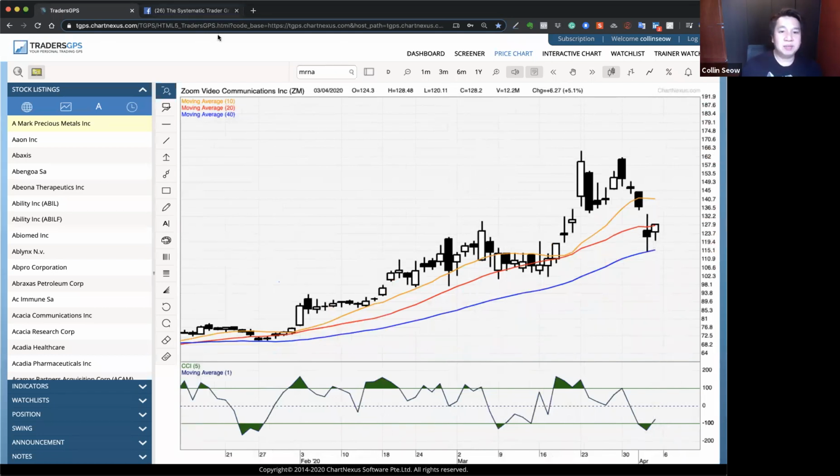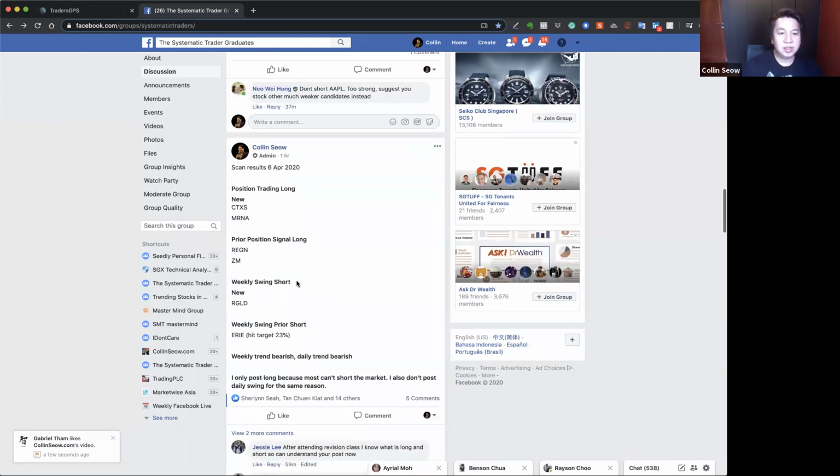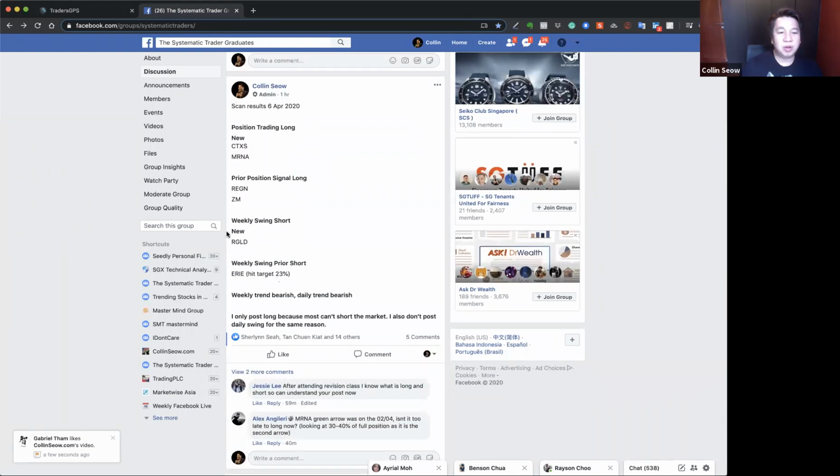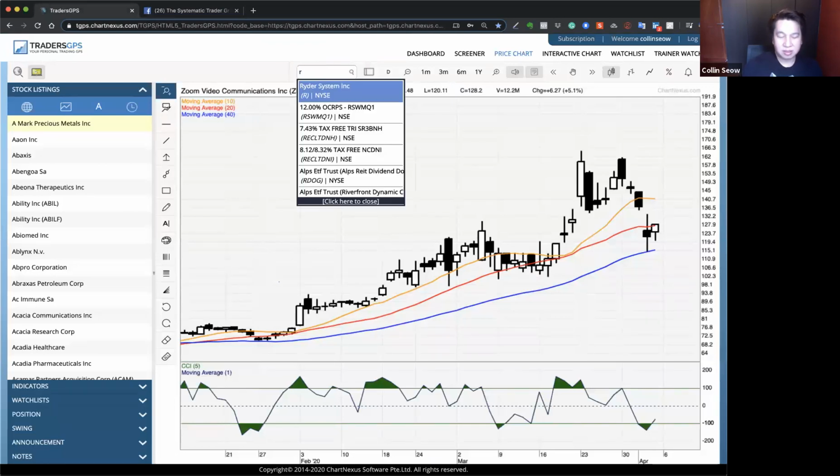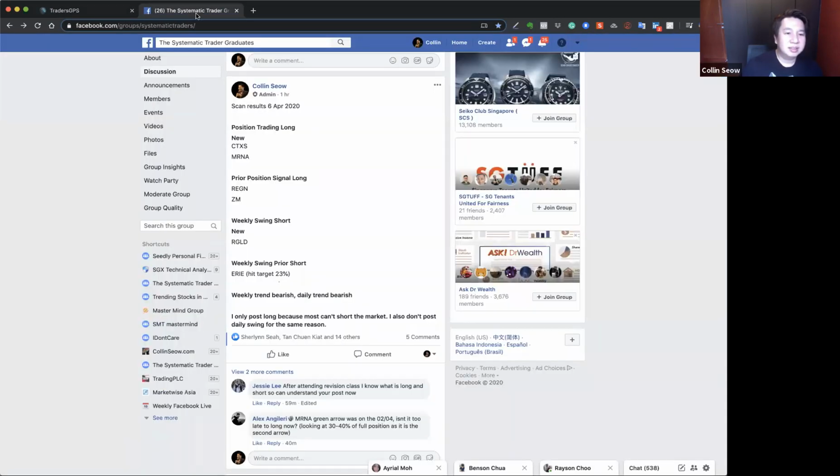So let me go through the last few. Weekly swing. We got a new short, RGLD. RGLD is a potential short.